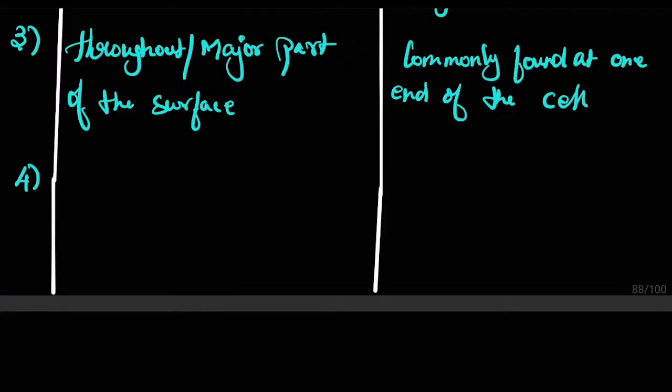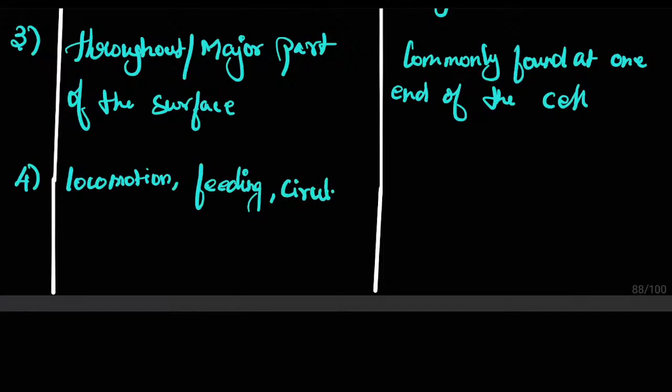So, what is this circulation? I'll write this first. See, circulation doesn't mean blood circulation. It means the movement of fluids, or the movement of substances over the surface of the cell, or else over the surface of the tissue. See, it helps in locomotion, it will be helping in feeding, and also it will be helping in circulation of substances.